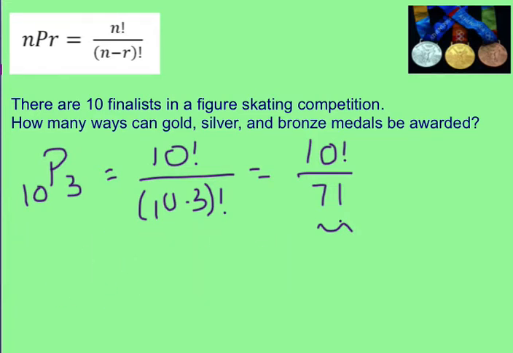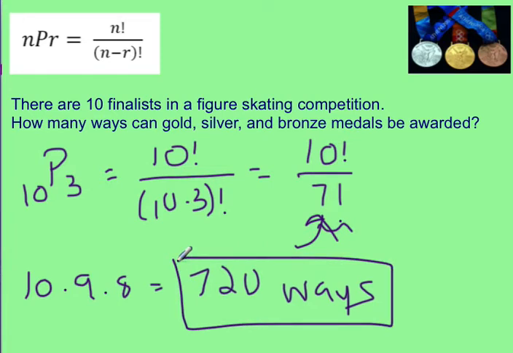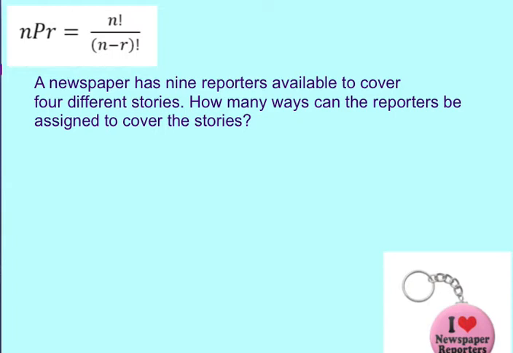But think about it logically. Everything from 7 on down is going to be taken care of. So all I'm going to have left on top is 10 times 9 times 8, because again, everything 7, 6, 5, 4, 3, 2, 1 is going to be on the top and the bottom. So really all I have to do is 10 times 9 times 8. And when I do that, I get 720 ways. So the 720 ways that I can hand out the gold, silver, and bronze medals. Now imagine if you had to go through and actually write out all those different combinations. That would take you forever, which is why we use permutations.